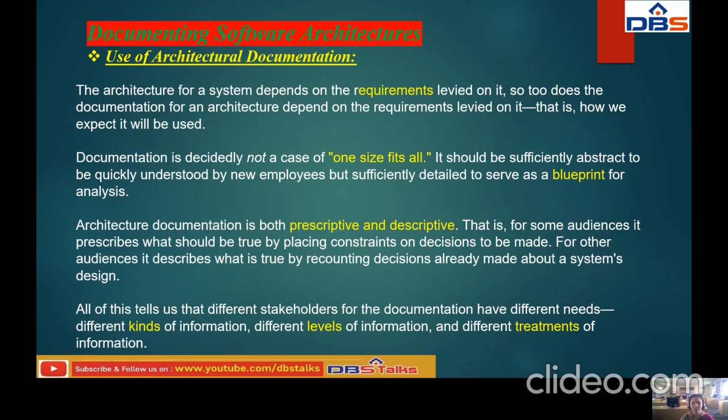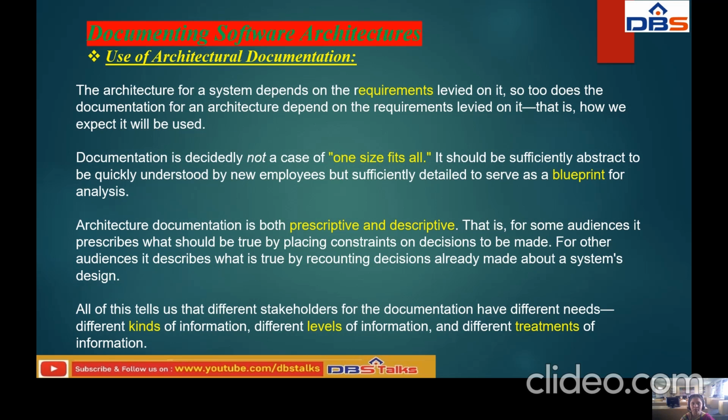The architecture of a system depends on the requirements laid on it. So first we are creating an architecture, and how it will be created mainly depends upon the requirements laid on it. When we saw the SDLC life cycle, what is the first phase? Requirement gathering phase. That's why this entire system, this entire architecture, mainly depends upon the particular requirements of a system.